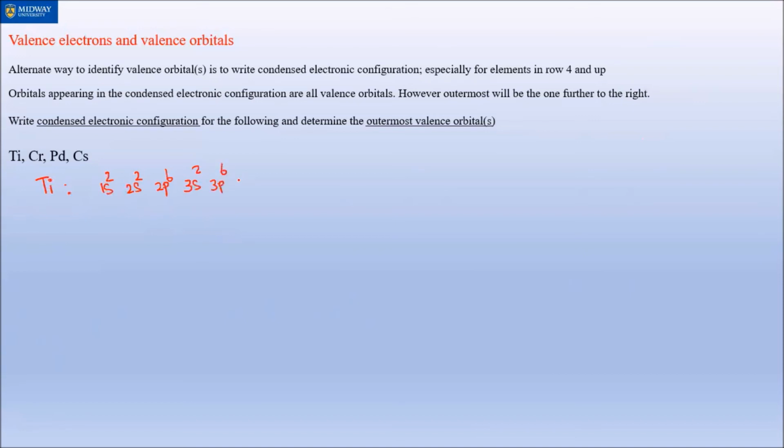So for 4s2 and 3d, I believe you'll be left with 2. But this is not correct. We've got to switch. The 3s have to go with the 3s, the 4s have to go with the 4s. So the correct electronic configuration is 1s2, 2s2, 2p6, 3s2, 3p6, 3d2, and 4s2. Very good. This is the correct electronic configuration.